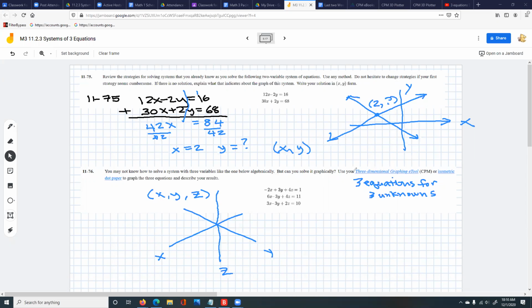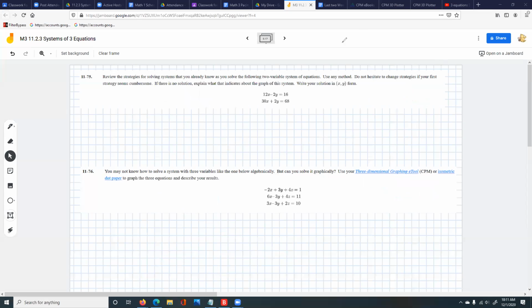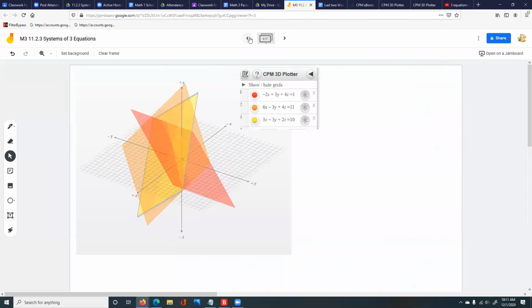It's pretty cool. Okay, what I did is I put these three equations into the three-dimensional graphing tool. I'll show you what it looks like. I have to clear the screen, so they're going away, and don't worry, you don't have to have that all written down. Let me find the e-tool. Okay, the e-tool. So look, oh my goodness.